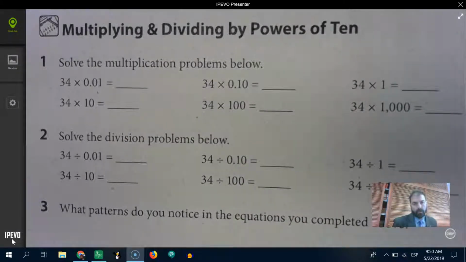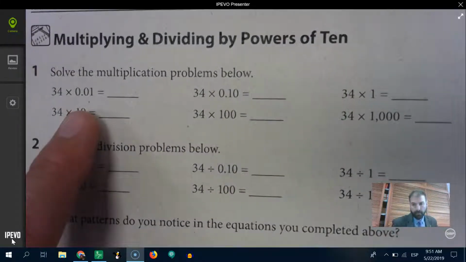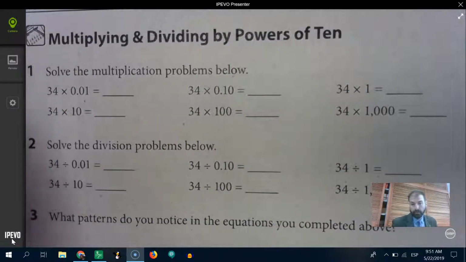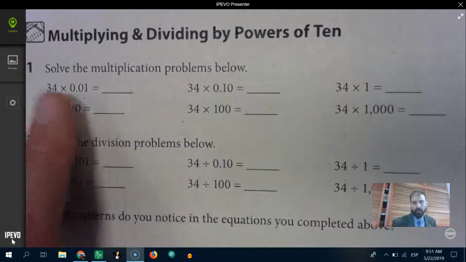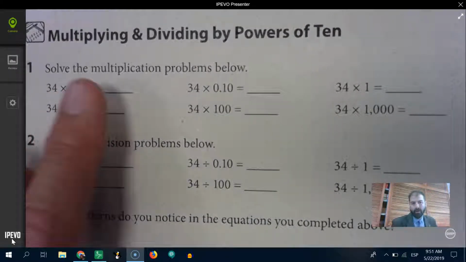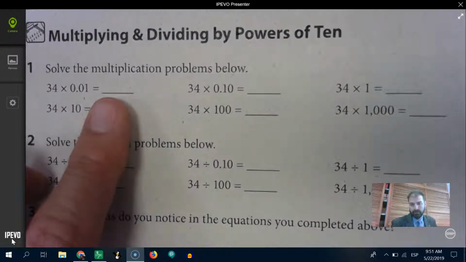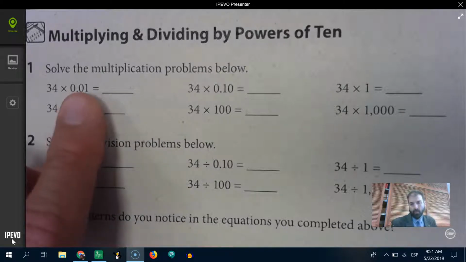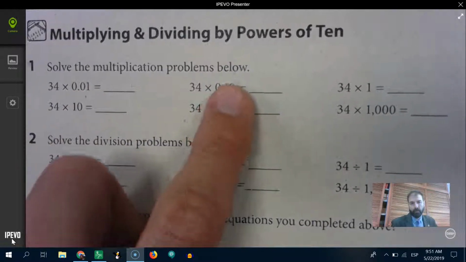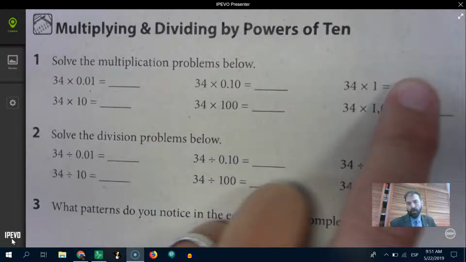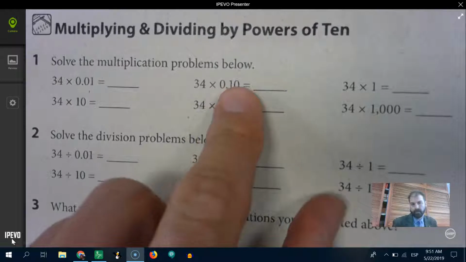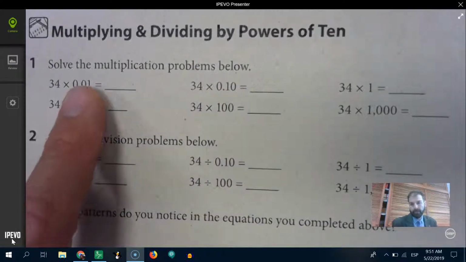So, when we think about this, we need to remember what it means to multiply by numbers greater than 1, or by 1, and numbers that are less than 1. Remember, when we multiply by something less than 1, our answer is going to be less. Because we're saying, what is 1/100th of 34? What is 10 100ths, or 1/10, of 34? What is 1 of 34? One set. What is a tenth of a set? What is a 100th of a set?